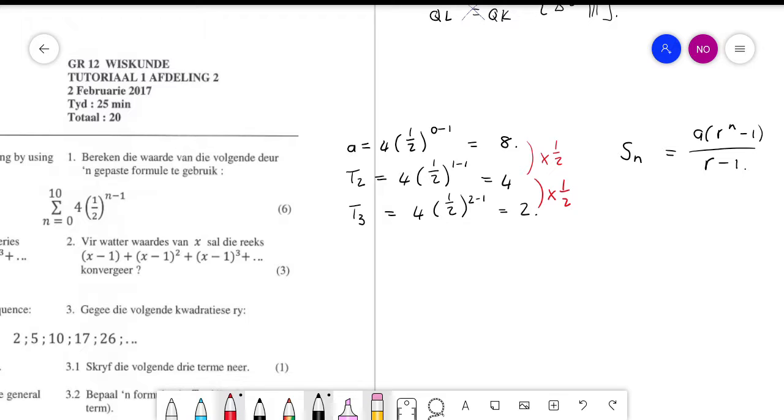So then you know which formula to use, and you also have the value of a or d, depending on which one it is. Okay.